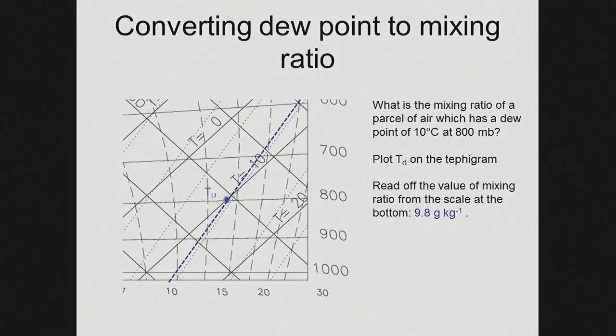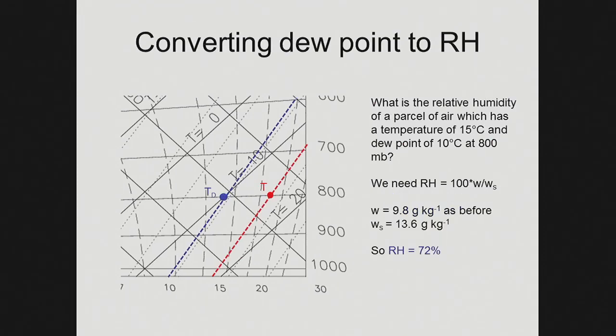That's a nice simple example. Here's a little less simple one: dew point to relative humidity. Okay, well, relative humidity is the ratio of the vapor pressure to the saturated vapor pressure. So it involves both temperature, since saturated vapor pressure is a function of temperature, and the dew point. So we need both lines.